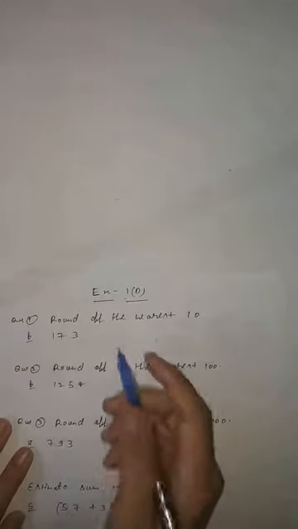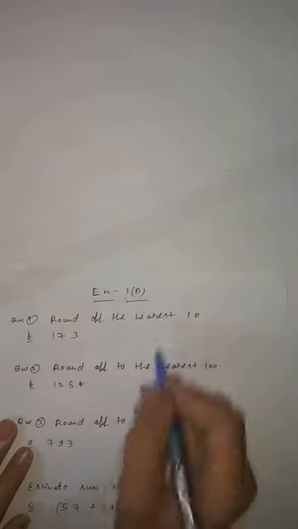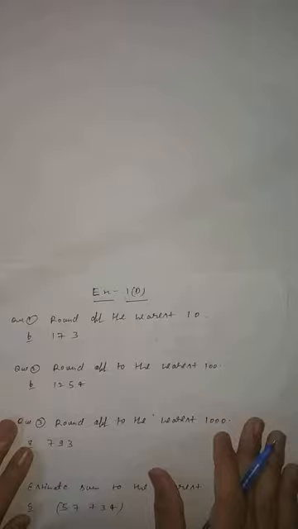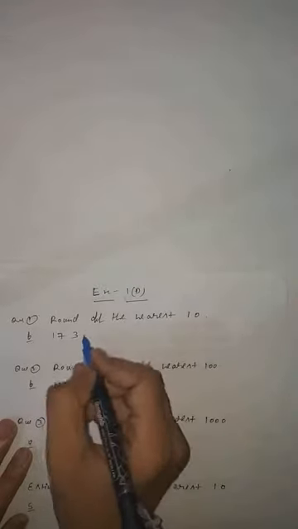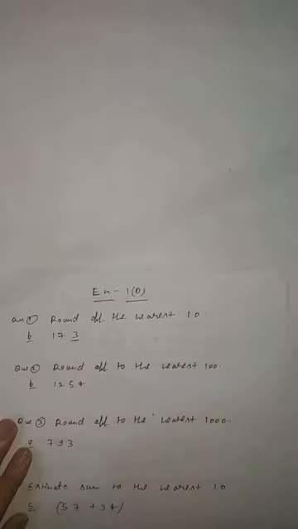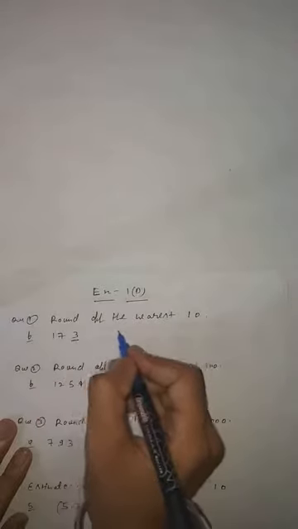Students, this is your exercise 1D. Very easy question. Round off to the nearest 10. Students, you know the rule. So round off to the nearest 10. What will you see? You will see the nearest ones. Clear students? Here the nearest one is 3.